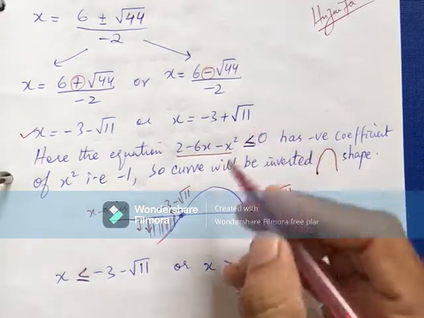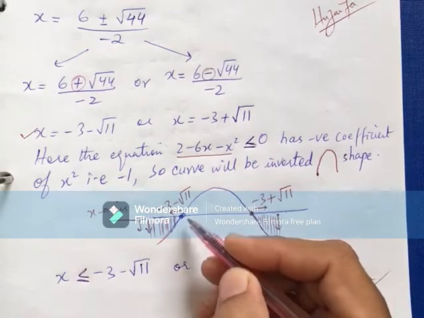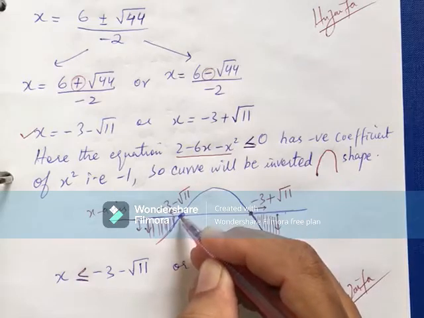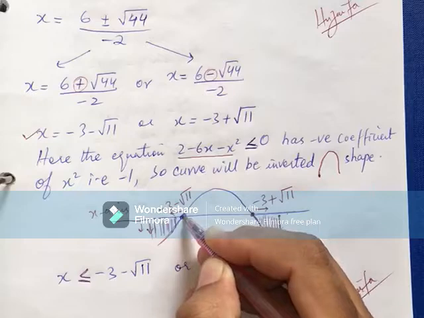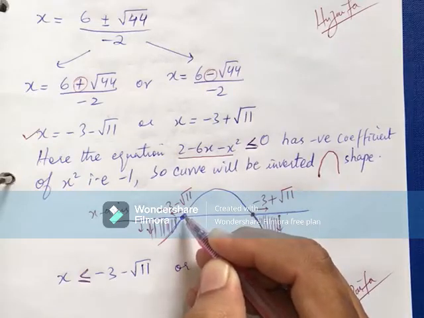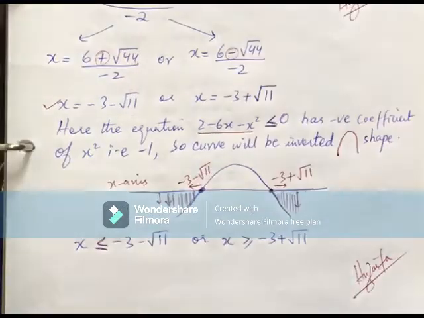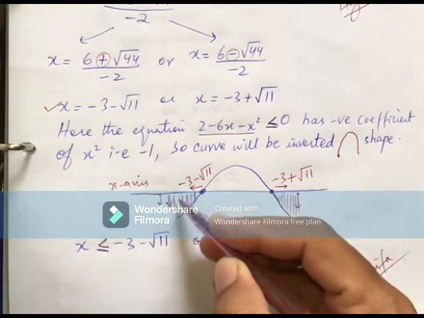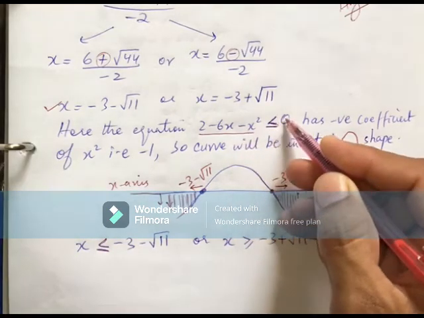We need all those values where y, or the curve, is equal to 0 or less than 0. Here you see the curve is intersecting the x-axis. This is the x-axis. Here the value of y, or the value of the curve, is equal to 0, so this will also be included. Students, here we have this negative root. We need all those values of the curve, or y, that are less than or equal to 0.